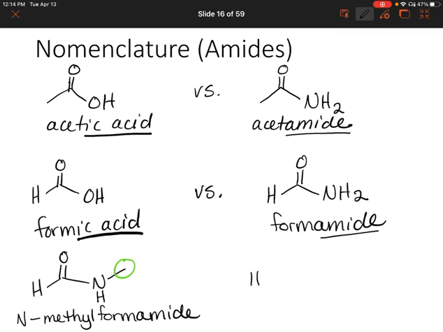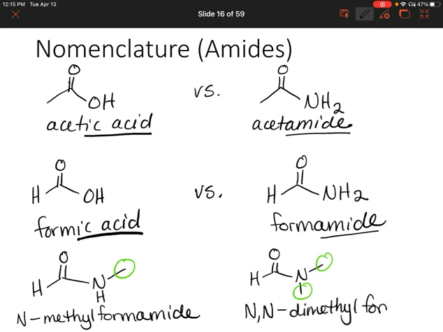And then what if we had a tertiary amide? So we have two methyl groups there. Well, we want to name both of those methyl groups. And we also want to indicate that they are bonded to the nitrogen. So we're going to be redundant here and write N, comma N, dimethyl formamide. And this is also abbreviated DMF.